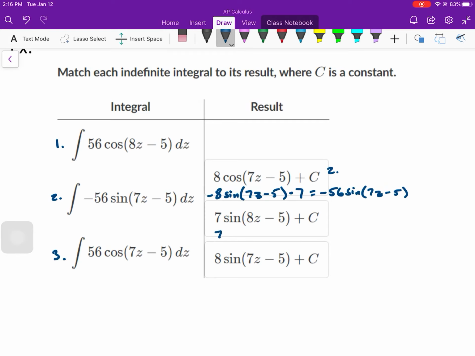Derivative of sine is just cosine. Don't forget your chain rule. So which one's that going to be? Be careful here. They both have 56, but 8 is on the inside on this one. Right, so this one's going to be number 1. So that leaves you number 3 here. You can double check it by just finding its derivative.